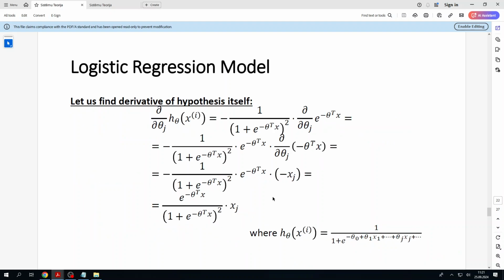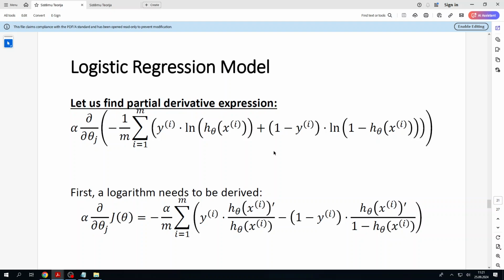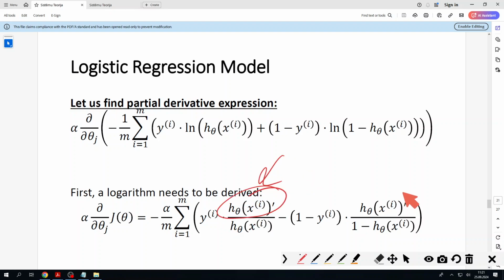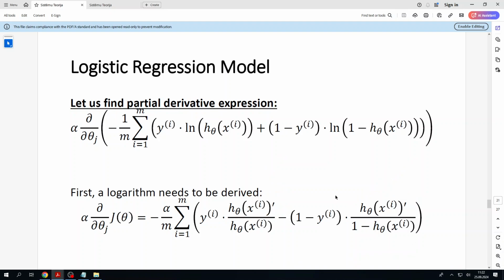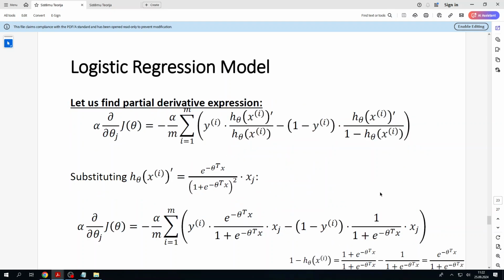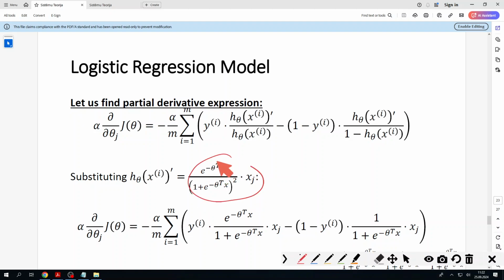Yes, sorry, this is not the final answer yet. This is just a derivative of the hypothesis. I'm running a little bit ahead of time. Which we are now going to put inside of this expression we have here. So what we have calculated needs to go here and here. You put that in, substitute it back into our derivative expression, which happens to be here. So we substitute this here and here.